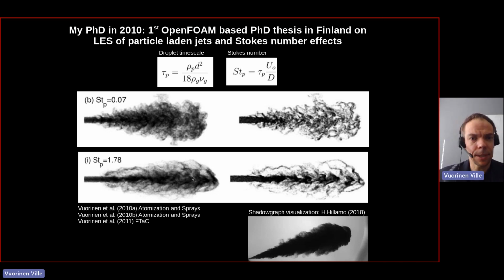Here you see the droplet timescale and the Stokes number, and basically what I was studying is how the particle size and the Stokes number affect the dispersion patterns of the spray particles. And as you can see, the smaller particles are more dispersed in sprays than the large particles which have more, let's say, ballistic trajectories, and they are less sensitive to the turbulent flow. So that's where my academic career kind of started from.